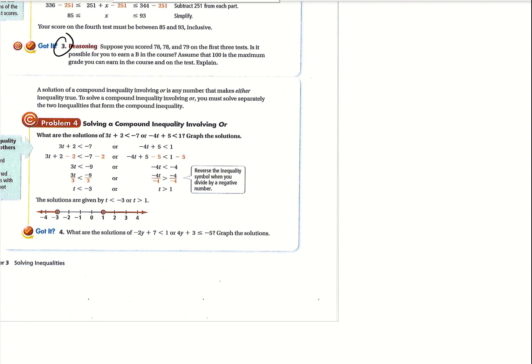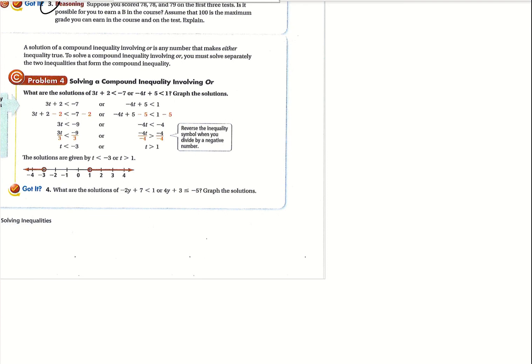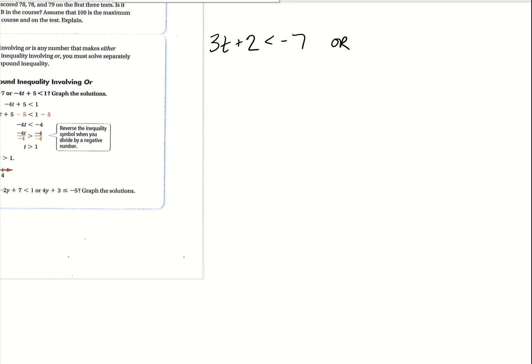For problem 4, we don't have a word problem. We just have 3t plus 2 is less than -7, or -4t plus 5 is less than 1. This one is already split into 2 problems, so we don't have to worry about doing that, but we do need to solve for both inequalities.